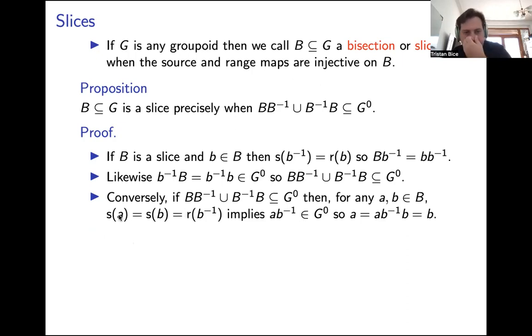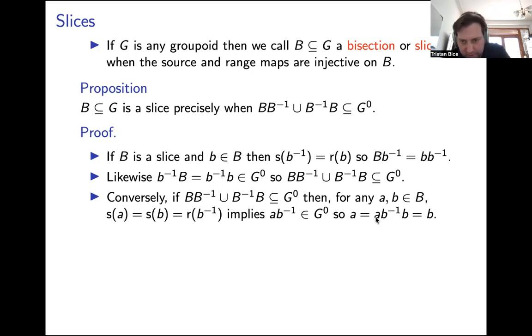So let's take A and B, which have the same source, and which is therefore the range of B inverse. Well, if that's true, that means we can multiply A with B inverse, and we get a unit. But if it's a unit, then I can say A is equal to A B inverse B. This is just a unit, it shouldn't affect A.